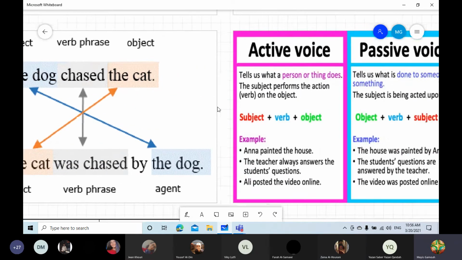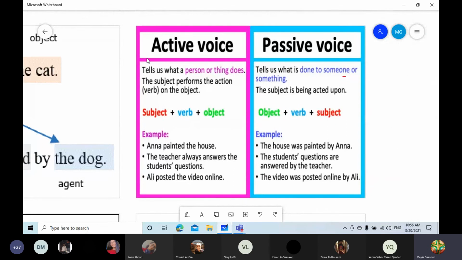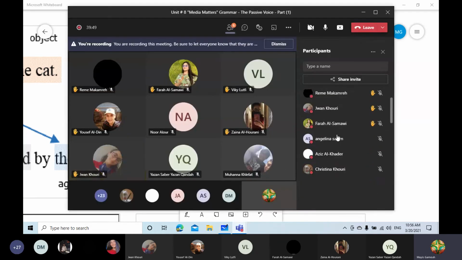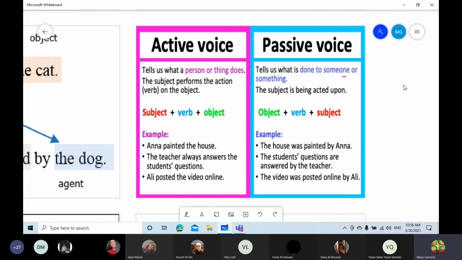All right. So now we come to a slide that will tell us the difference between the active voice and the passive voice. Who would like to read the definition for both and explain it for me? Let me see hands in here. Aha, Rimi, yalla ya Rimi. Active voice tells us what a person or a thing does. The subject performs the action, verb, and the subject. Subject plus verb plus object. Example, Anna painted the house. The teacher always answers the students' questions. Ali posted the video online.